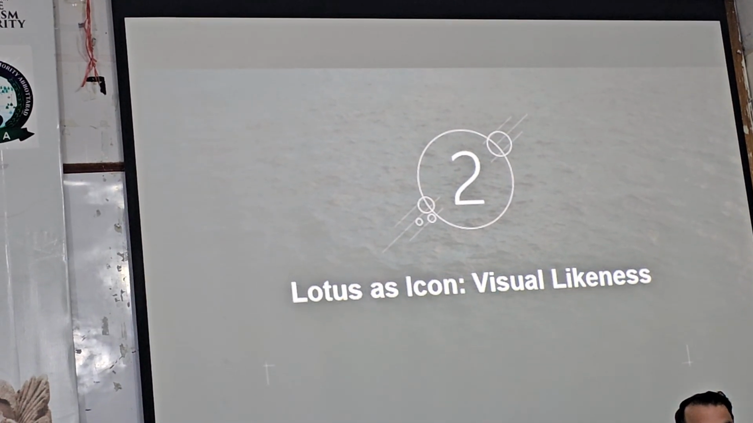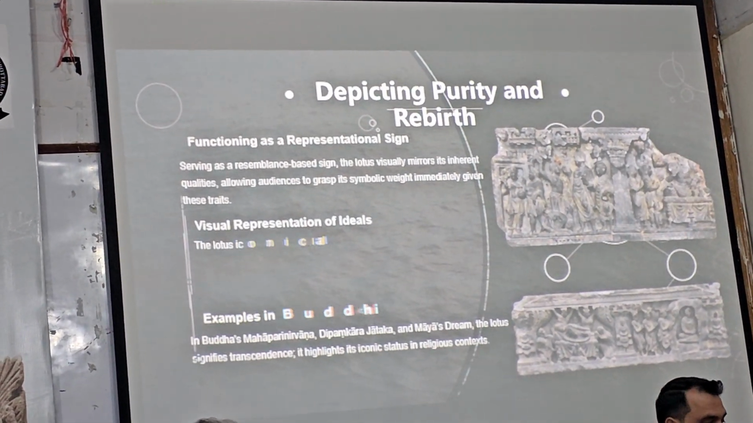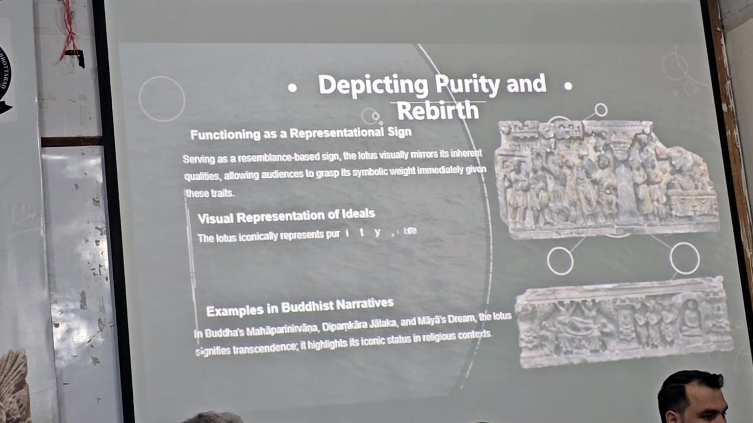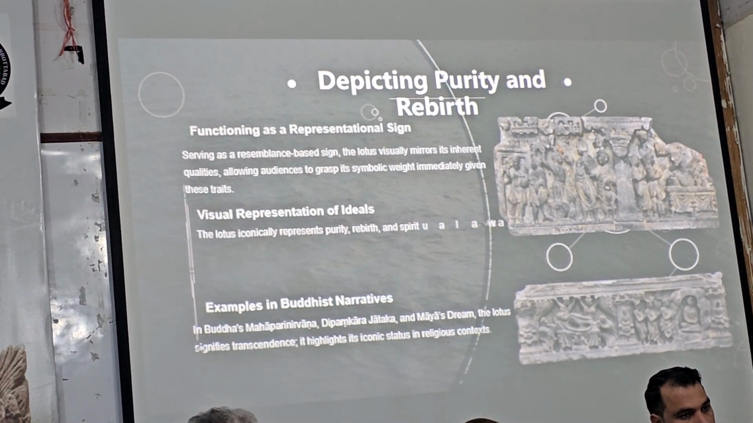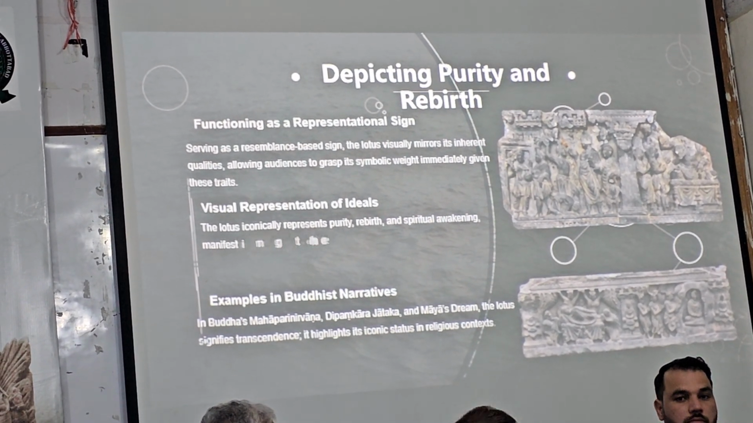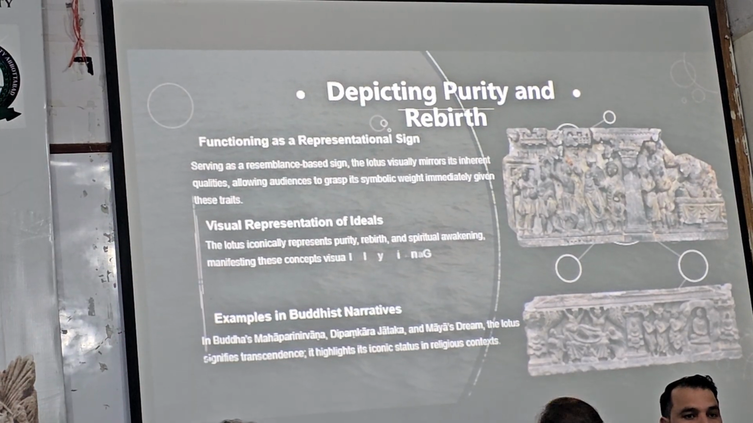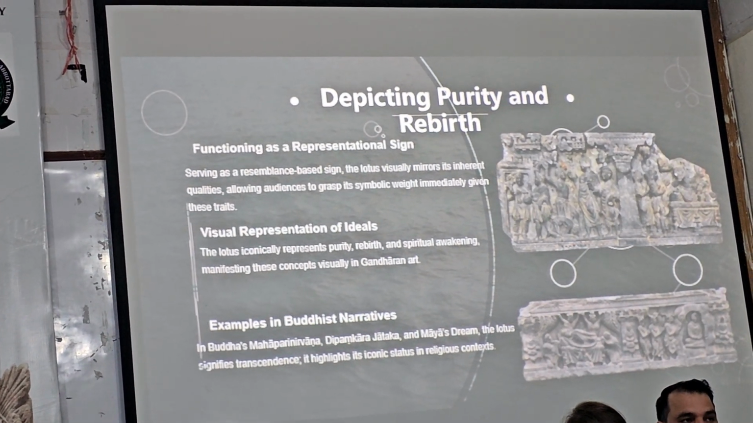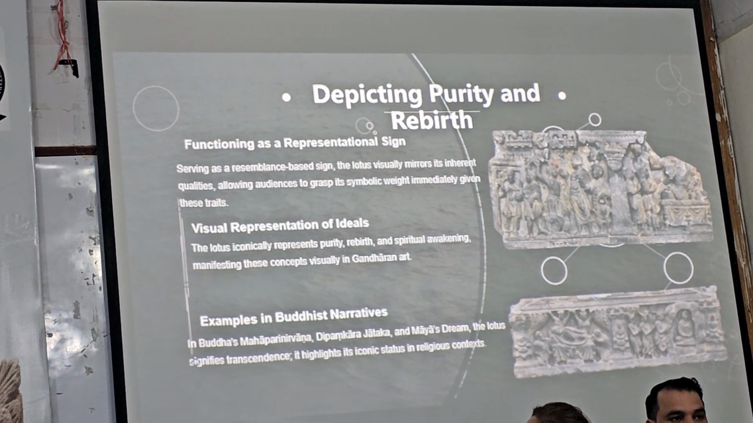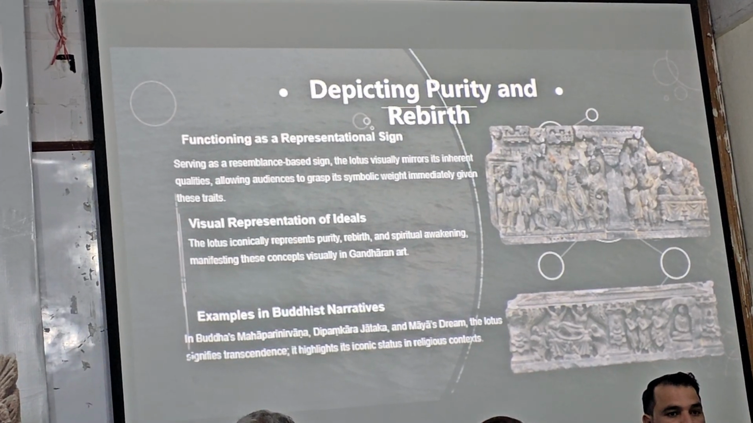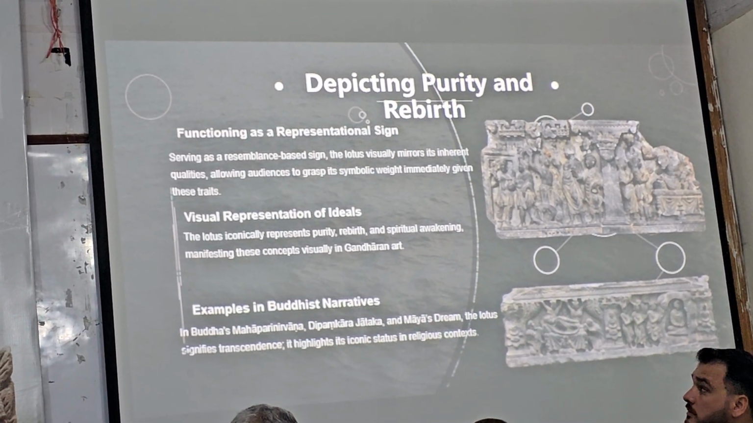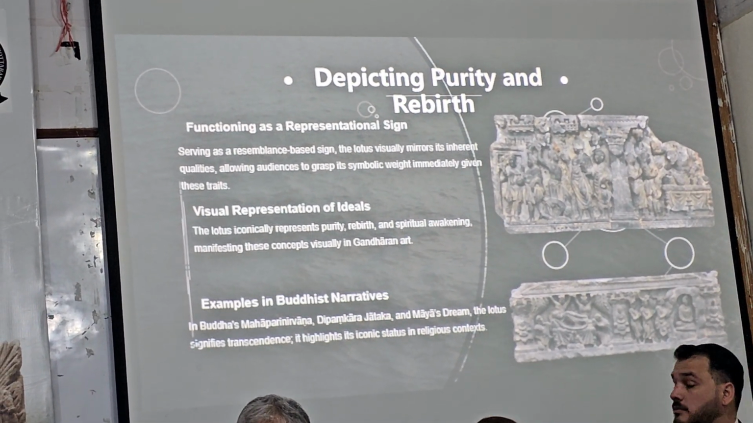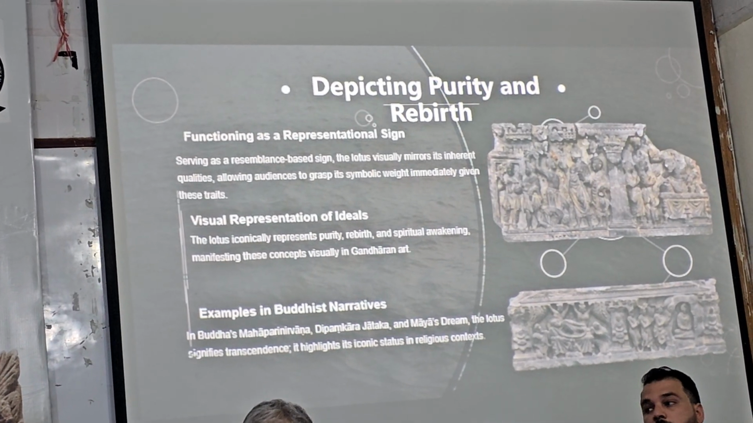So we'll discuss the lotus as an icon. When we speak about icons, it is about the similarity to the physical appearance of an object. When we speak about the lotus in these narrative panels, the lotus is seen as a lotus and not as a symbolic representation of the lotus. It is a representational sign.